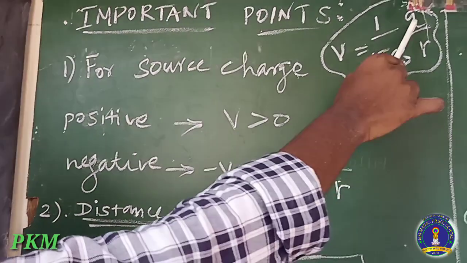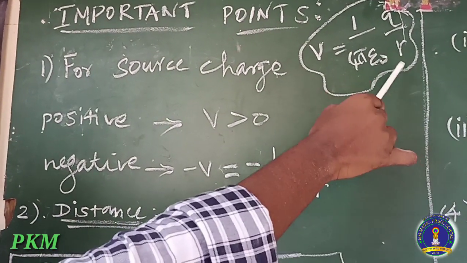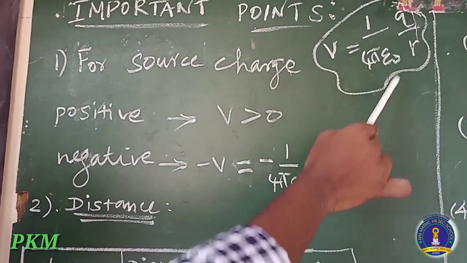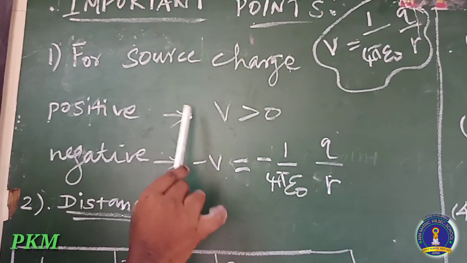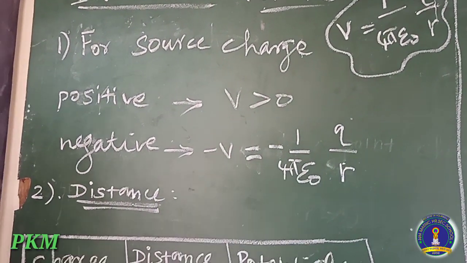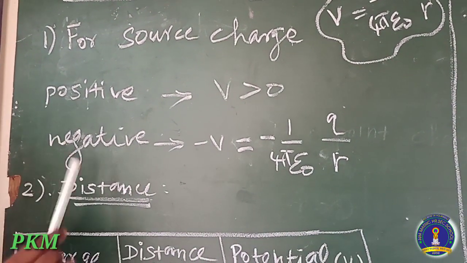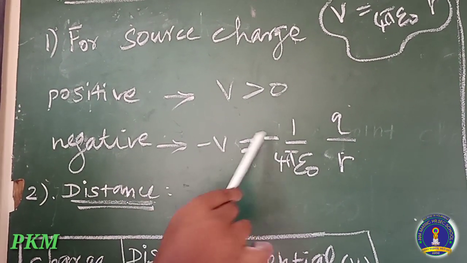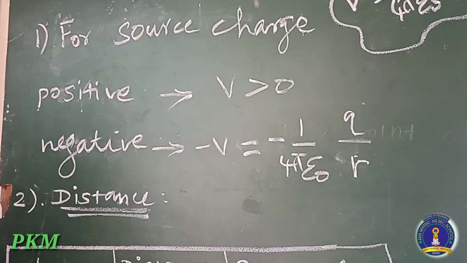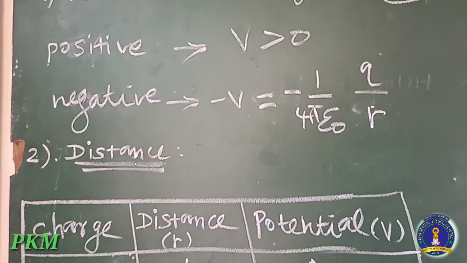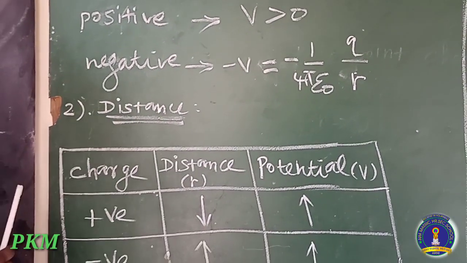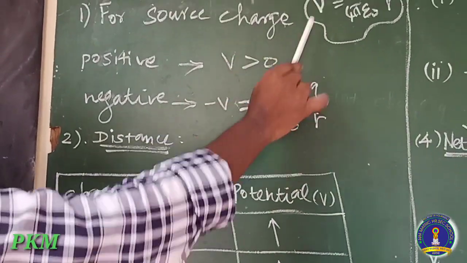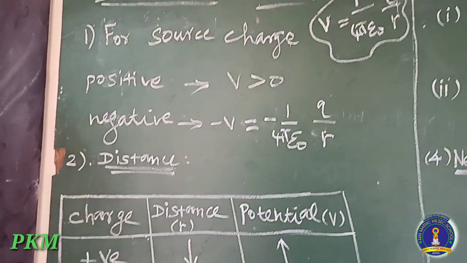For example, with q by r, the charge positive, we substitute positive values, so finally we get V greater than 0. Suppose the source charge is negative, then the potential is also negative. It is equivalent to minus 1 by 4 pi epsilon naught q by r. But next, as already told, from this expression V is inversely proportional to distance.